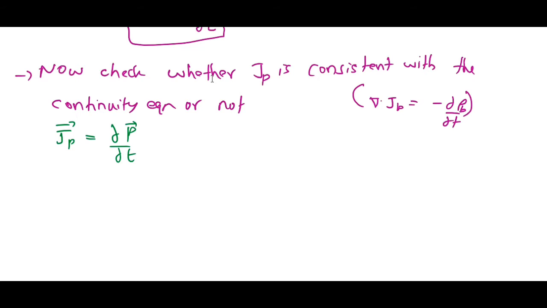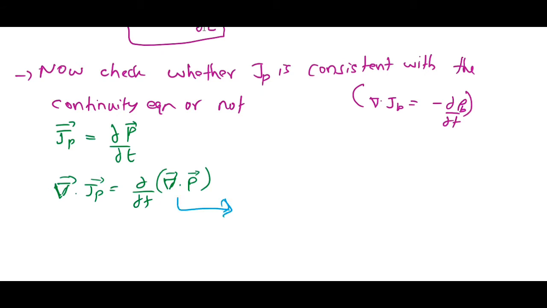Take the divergence. That is, del dot JP is equal to the partial derivative of rho with respect to t. The right-hand side will be the divergence. Take the divergence with the P polarization. Fine. Now we have one relation.